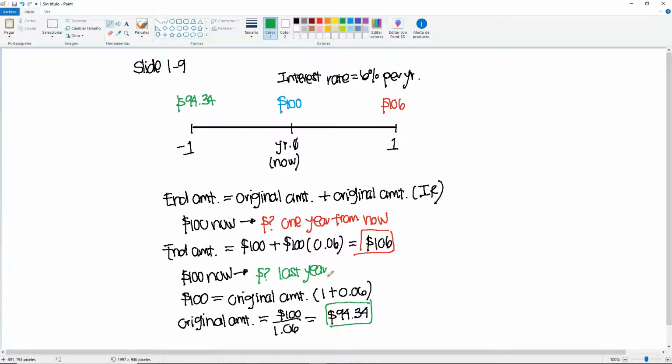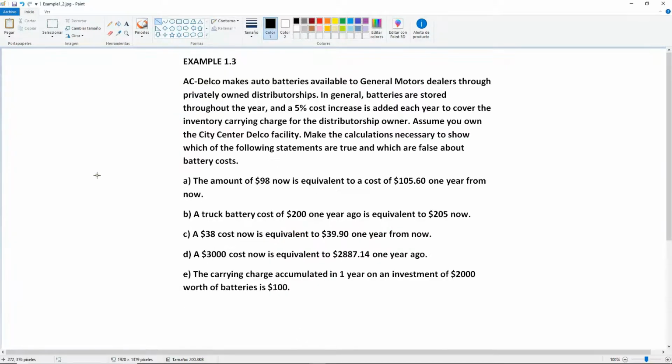Okay, so now with this in mind, we're gonna start example 1.3. AC Delco makes auto batteries available to GM through privately owned distributorships. In general, batteries are stored throughout the year, and the 5% cost increase is added each year to cover the inventory carrying charge for the distributorship owner. Assume you own the City Center Delco facility. Make the calculations necessary to show which of the following statements are true and which are false about the battery costs. And then we have 5 statements or 5 cases.